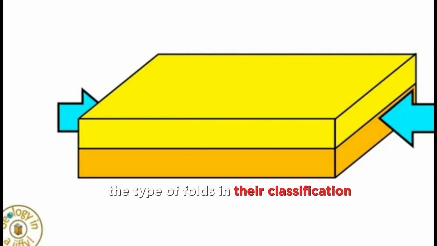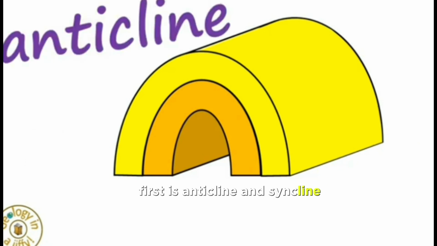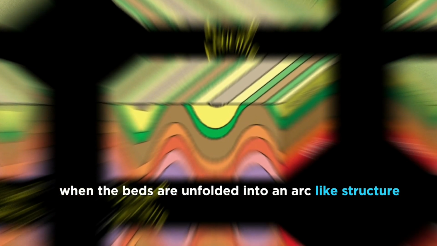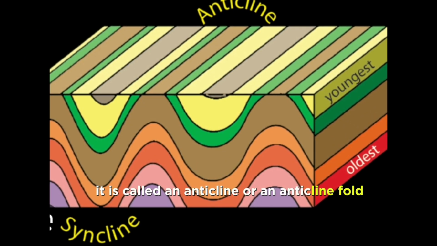So let's proceed to the types of folds and their classification. First is anticline and syncline. When the beds are upfolded into an arc-like structure, it is called an anticline or an anticline fold. In such folds, the beds on either side are inclined away from the crest, and that is why the name anticline. When the beds are downfolded into a trough-like form, the structure is called a syncline. In this case, the beds on either side incline together towards the keel.